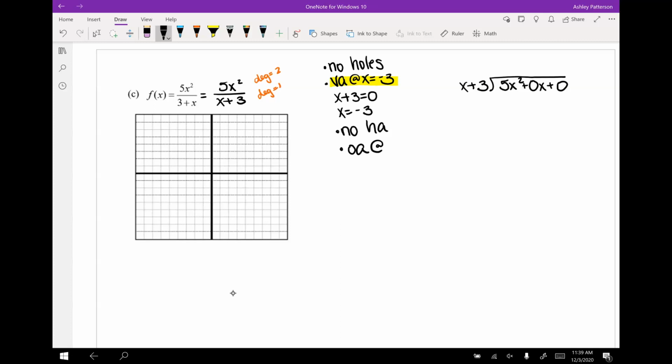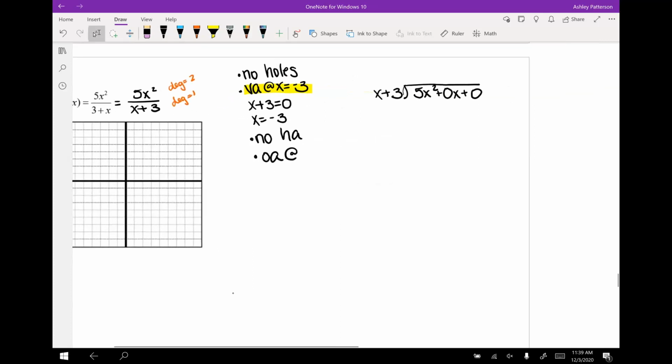Remember, we do need placeholders. If we're in standard form, we have a quadratic term, but we do not have a linear or a constant, so I put in a 0 there. And here we go. 5x squared, that first term, and I'll actually write it over here so we can see it. 5x squared divided by the first term in the linear factor. Just the first term. We reduce and we get 5x, so that goes up top, and I'm going to align my terms. So linear term over linear term.